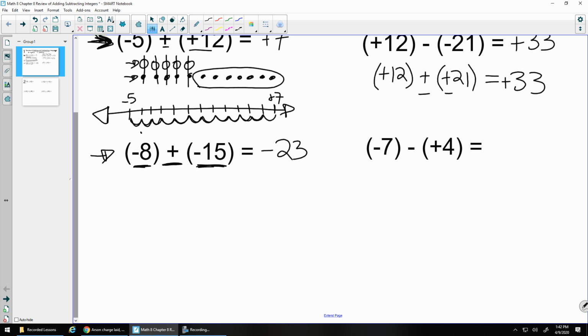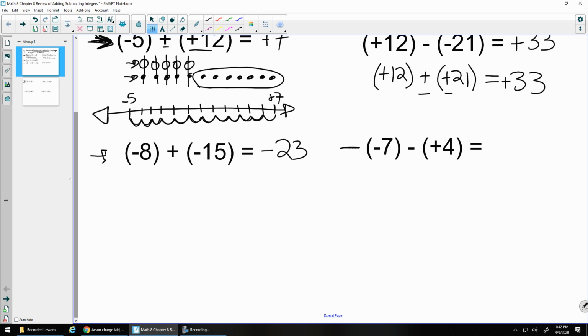Now remember, you can always do the keep, change rule. But here, if I keep, change it, I get negative 8 because I keep that the same. I change this to subtraction, and I change negative 15 to positive 15. This doesn't, to me, make my problem any simpler. Negative 8 subtract positive 15 isn't any easier. In fact, I see subtraction questions as more difficult than addition questions. So I just like to use the keep, change rule to turn subtraction questions into addition questions.